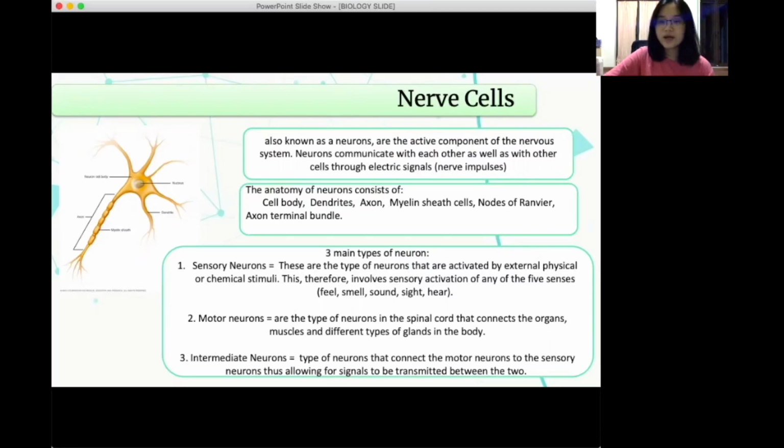And the second one is motor neurons, the types of neurons in the spinal cord that connect the organs, muscles, and different types of glands. And the last is intermediate neurons, which connect the motor neurons to the sensory neurons, thus allowing signals to be transmitted between the two.